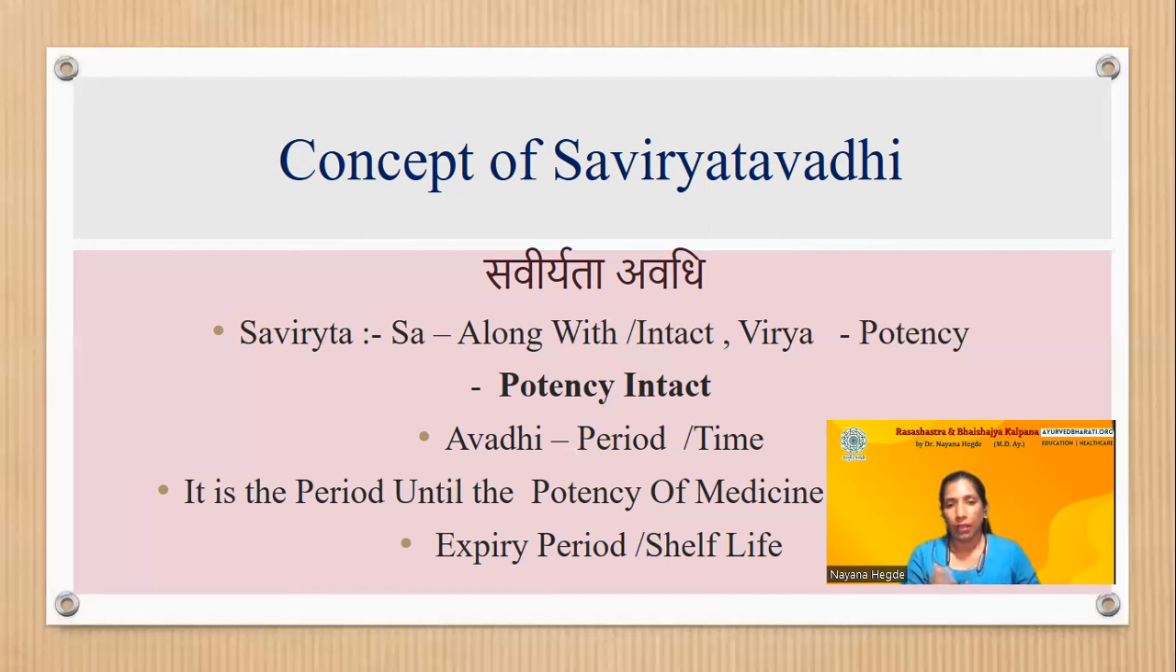Sa means along with, and intact. Virya is potency. Saviryata means potency intact.